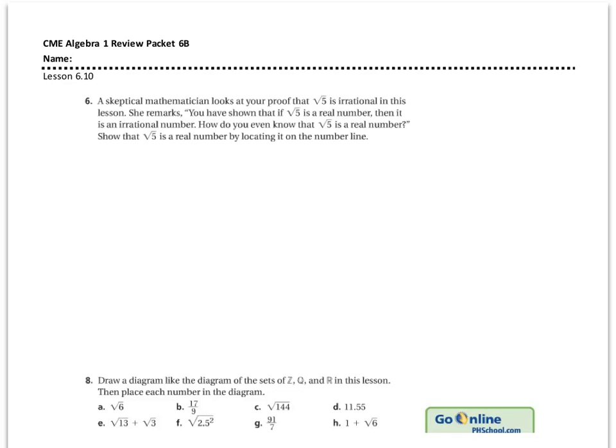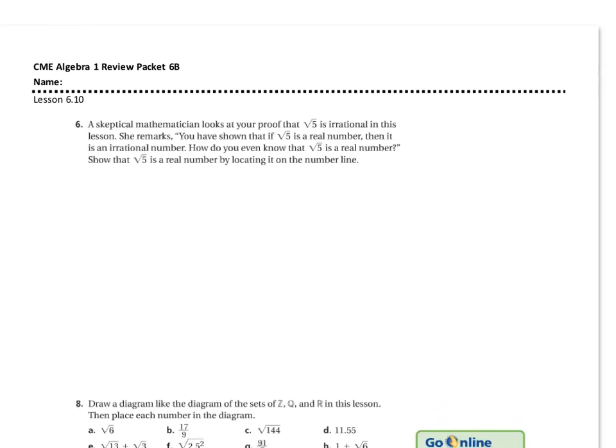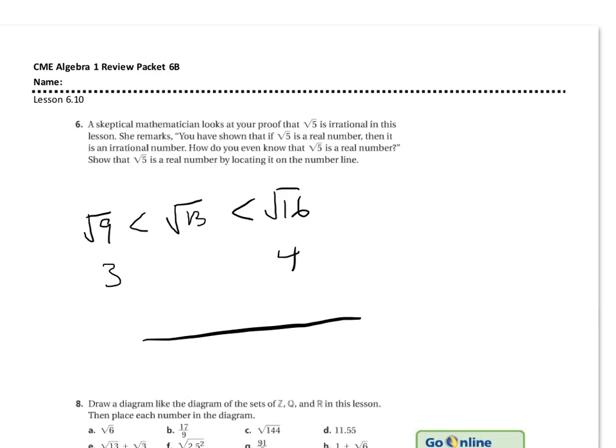So where would that be? I can do the square root of 13. The square root of 13 will be somewhere between the square root of 9 and the square root of 16, which I know the square root of 9 is 3 and the square root of 16 is 4. So the square root of 13 will be somewhere between 3 and 4. How do you show that if it's 5?